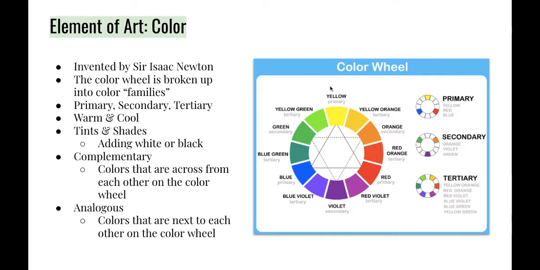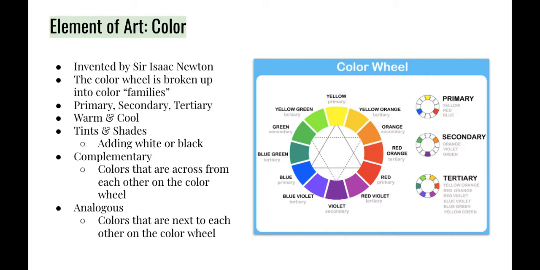Primary colors are going to be yellow, red, and blue. Those are the colors that we use to mix the secondary colors. The secondary colors are orange, violet, and green. So when I mix together yellow and red, I create orange. When I mix together red and blue, I create purple. And when I mix together blue and yellow, I create green.